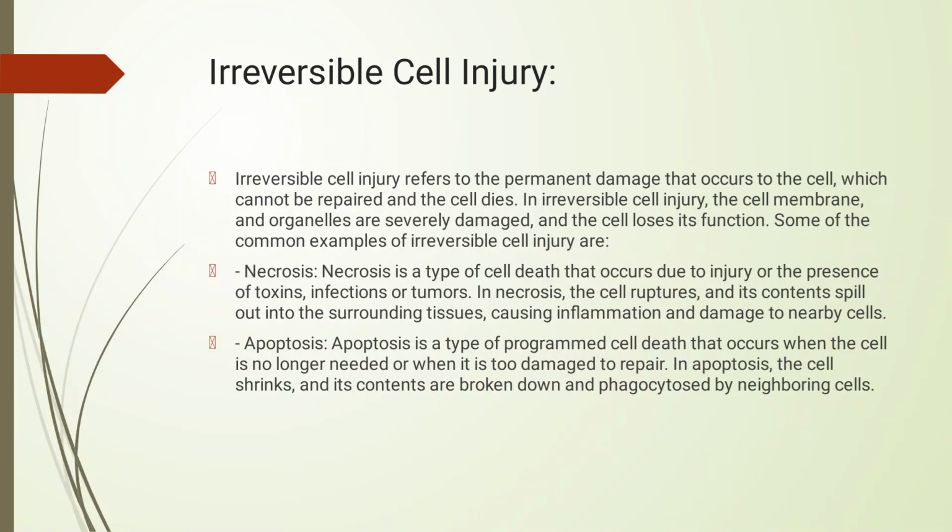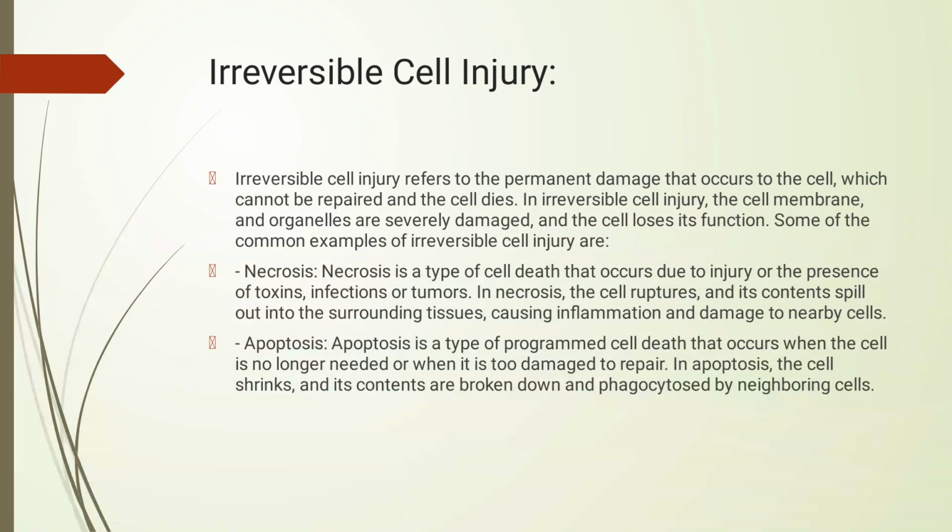The next one is irreversible cell injury, which is permanent damage occurring in the cell that cannot be repaired, and finally the cell will die. In irreversible cell injury, the cell membrane and the organelles are severely damaged and the cell loses its function. Some examples are necrosis and apoptosis.